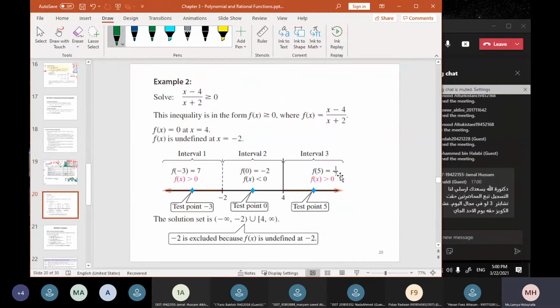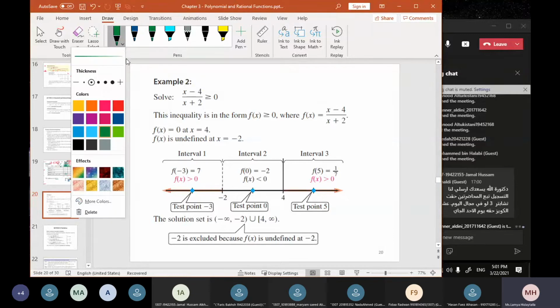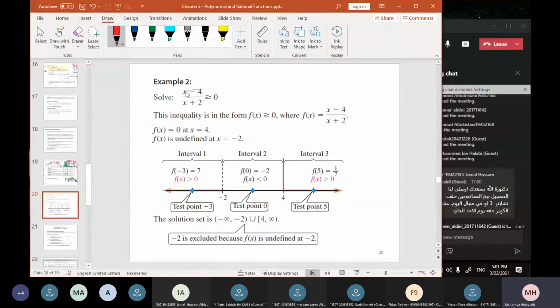Here, there is another example. Okay, we want to know a solution for the case x greater than or equal to 0. To find this solution, what do we do? Also, we have to find the zeros. What is the zero? When this function is equal to 0. This function is equal to 0 when this part is equal to 0, and this will happen when x minus 4 is equal to 0. That means x should equal 4. So this is 1 point.